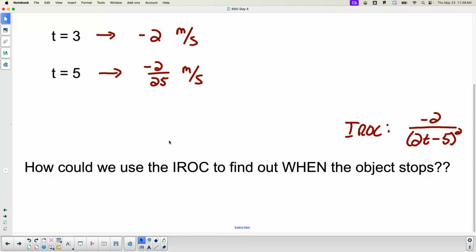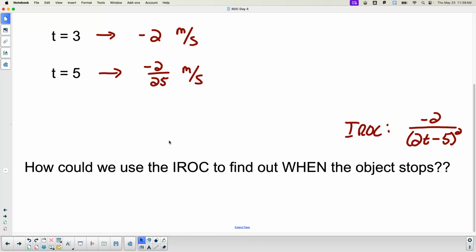What's happening at 2.5 seconds? It's just not happening. It doesn't exist. Did it stop at 2.5? Hold on, Sadie's saying it stopped at 2.5, but it shouldn't have because it's undefined. Well, it doesn't stop at 2.5, because it's going negative 2 constant on the top between 2 and 3. It's constant speed.